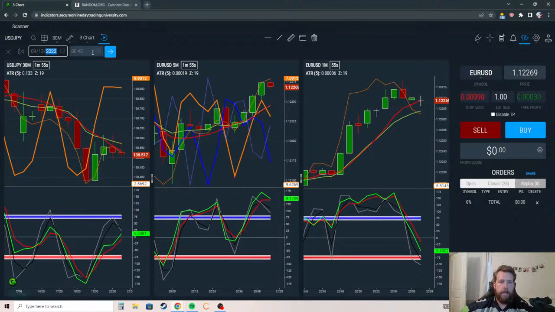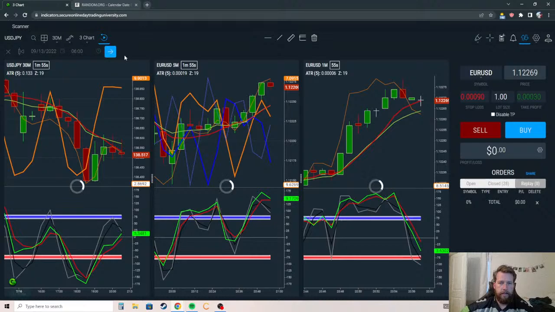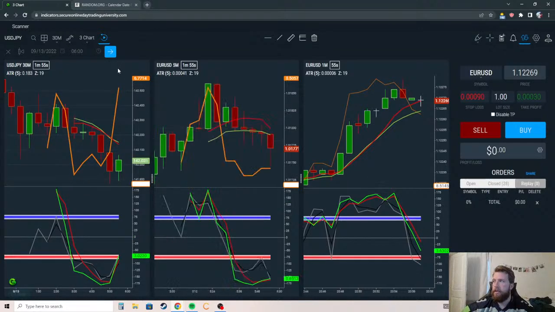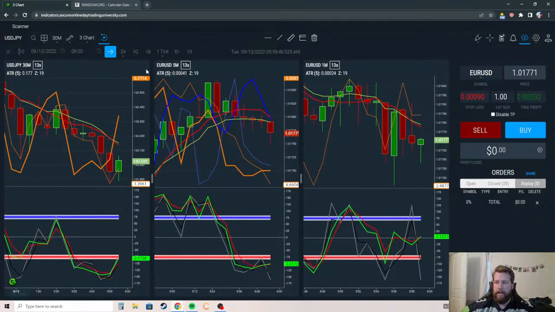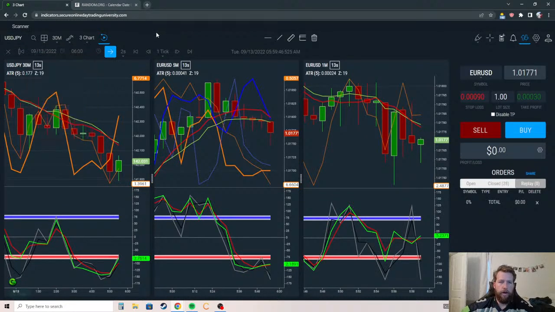2022. And we're going to backtest from 6 a.m. to 9 a.m. Mountain Time, which is when the Forex market opens. Let me just double check. Okay, so that is a Tuesday, with no weird holidays or anything like that.